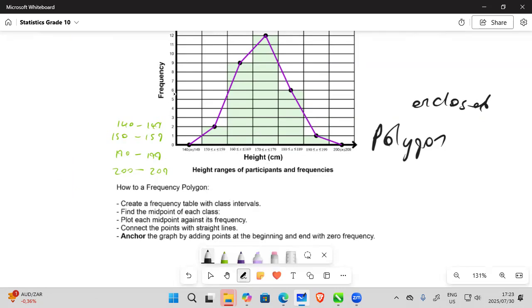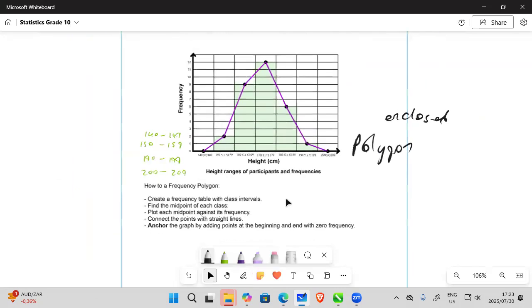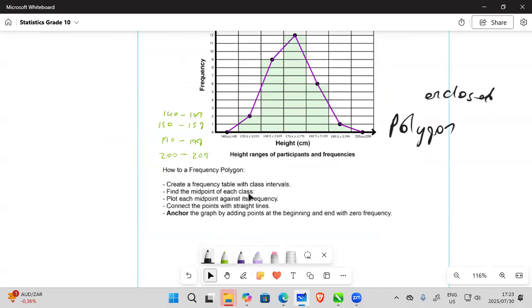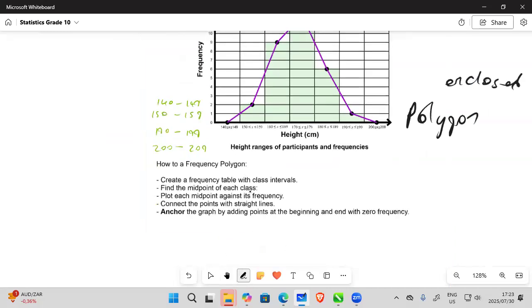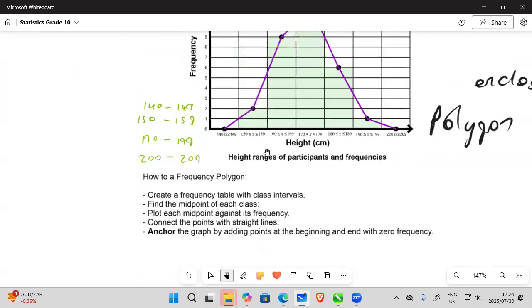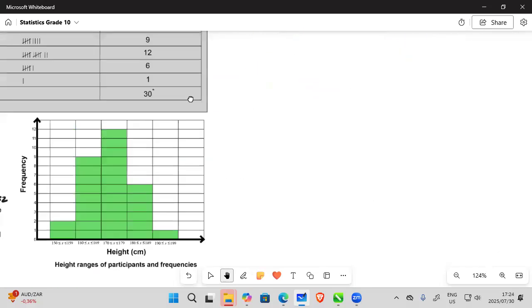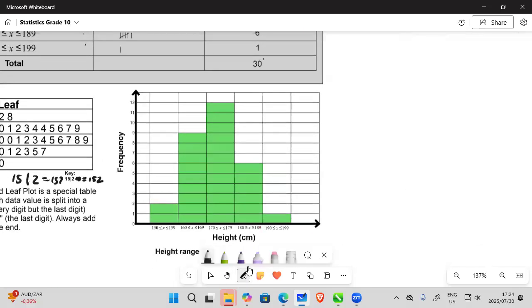And then you put your same descriptive titles, and you label your axes. Okay, guys, so that's literally very simple. You create your frequency table, your classes, find the midpoints of each class, plot each midpoint against its frequency, and then connect the midpoints and anchor the graph. Okay, so yes, that's that. Remember I said it's the midpoints of the histogram. So it's here. And then you join it. But you can't just stop, you need to anchor the graph. I told you that, right? You need to anchor it.